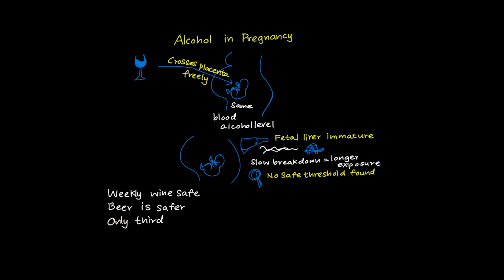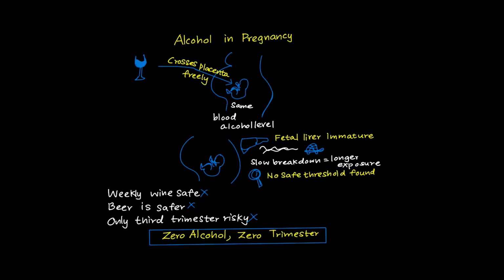Here's a D236 OA exam tip for you. Link the answer to the phrase 0 alcohol, 0 trimester. No amount, no type, no stage is proven safe. 0 is 0. When in doubt, 0 wins tight.